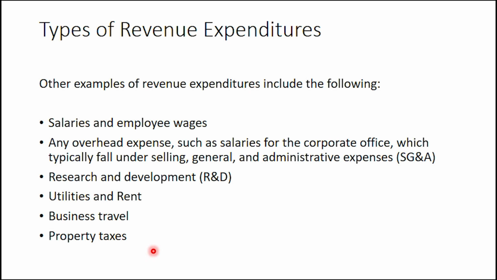Any overhead expenses such as salaries of corporate office, which typically fall under selling, general and administrative expenses. Research and development that is going on at a regular course of time. Utilities, rent, business travel, taxes, these all are expenses of repeated nature. Every year we are making these expenses. So these are revenue expenditures.